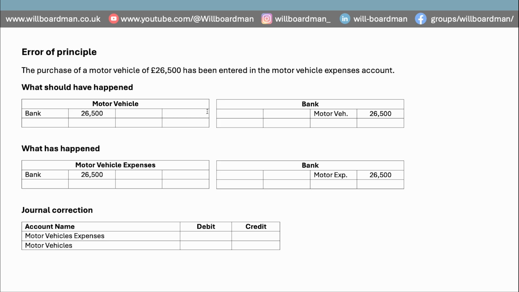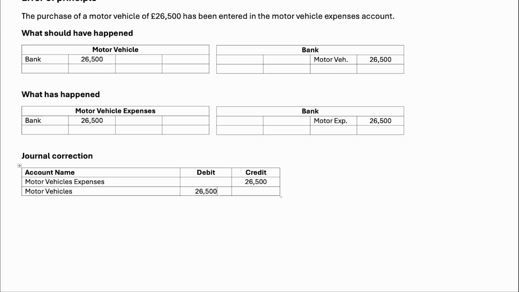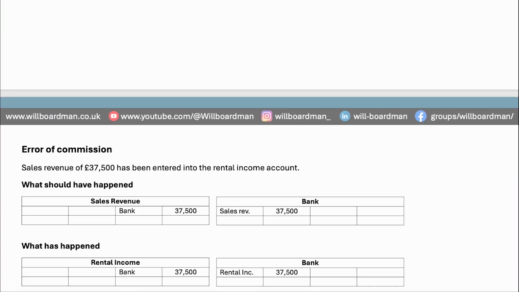So all we would need to do is credit our motor vehicle expenses account, which would remove the incorrect entry, and we would debit the motor vehicles account as it should have been in the first place. By doing that, we have successfully removed the incorrect entry from the expenses account and moved it into the asset account. Now our next error is an error of commission.